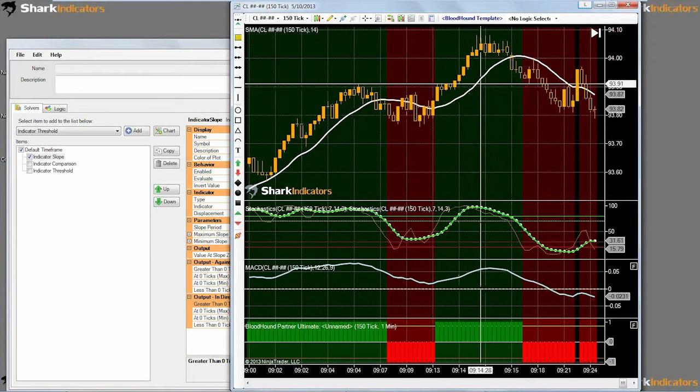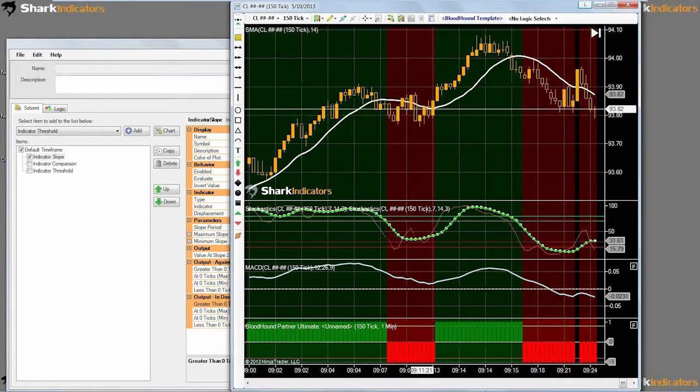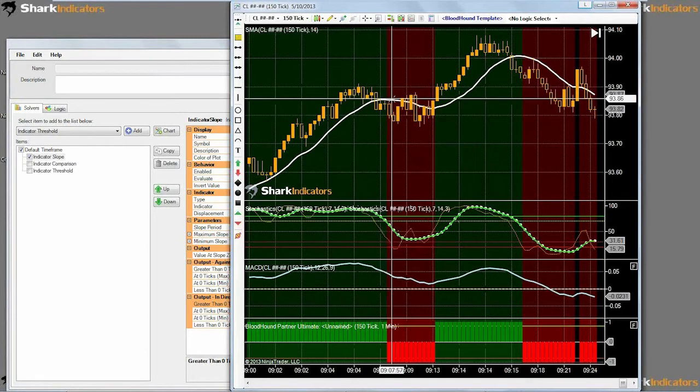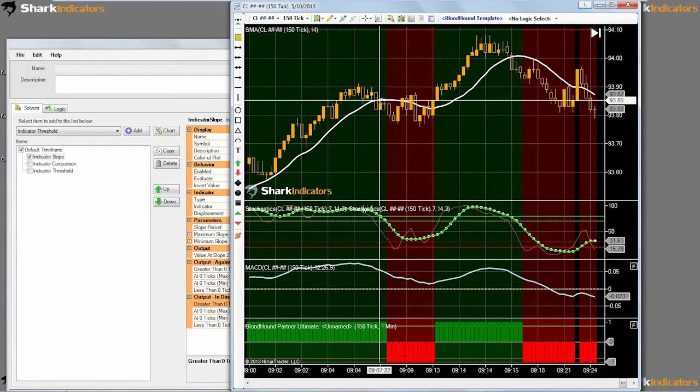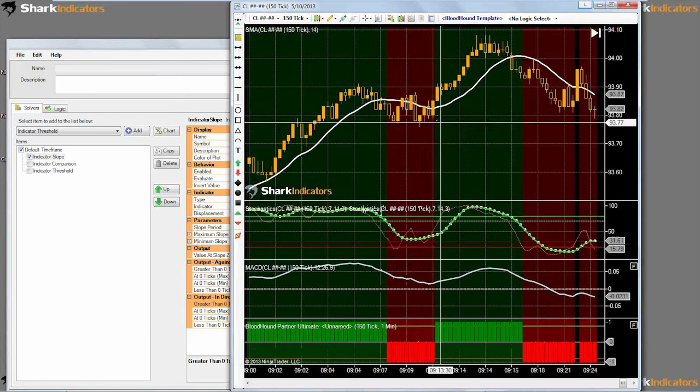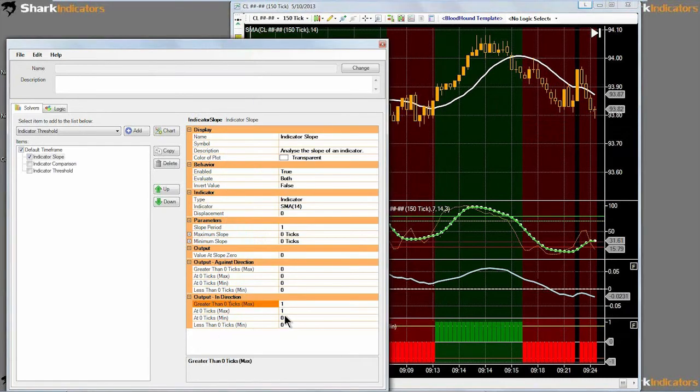So as we can see from the chart, we're looking at the white SMA line. As soon as the SMA starts pointing down, we're getting a short output. As soon as the slope of the SMA flips, we're getting a value of 1 on the output.